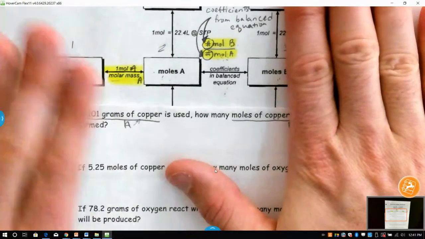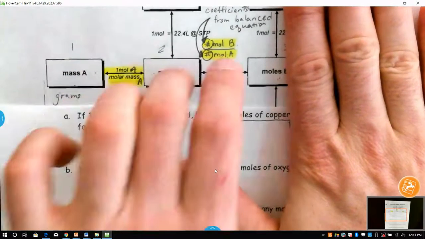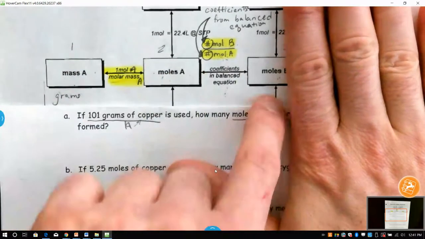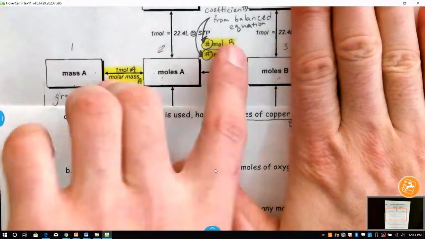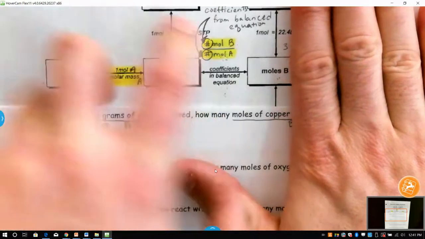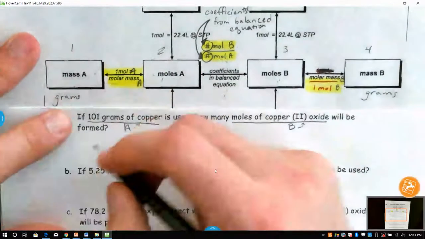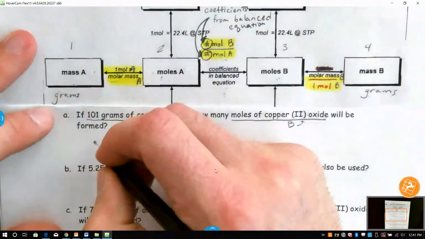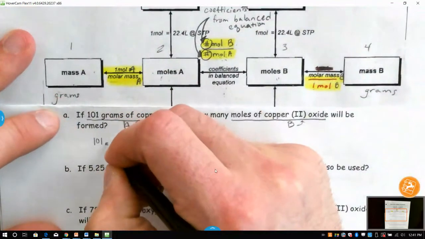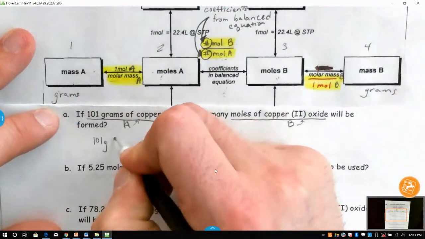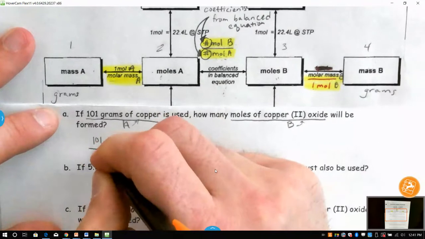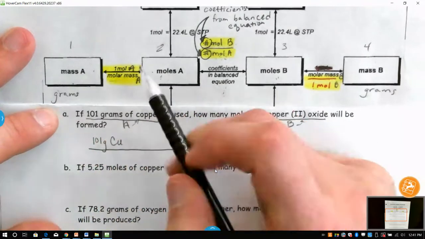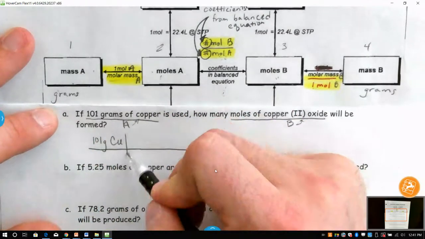So the first thing after you've established your plan, you've looked up your destination, these are the directions you need to take to get to that destination, okay? So take your given, and I always put it in what I call the starting spot, 101 grams, and it's just of Cu. It's just of copper. So I know I have to do 1 and 2 conversions.